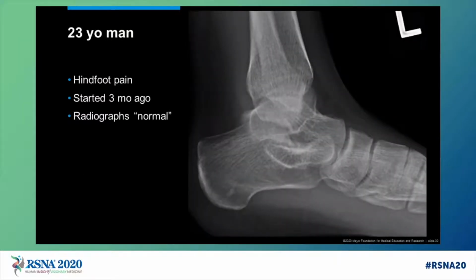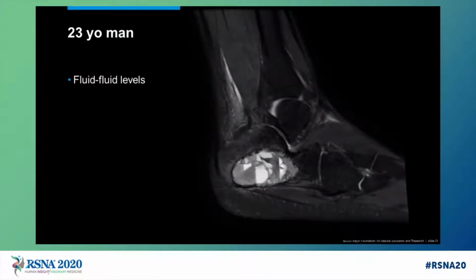Let's look at an example case. Here's a 23-year-old man who started developing hindfoot pain about 3 months ago. The radiographs were called normal, and even in retrospect, the lesion that's here is challenging to see. Because of the pain, the patient went on to have an MRI, and we see the classic appearance of fluid levels within this calcaneal lesion on MRI, allowing us to make the diagnosis of aneurysmal bone cyst.